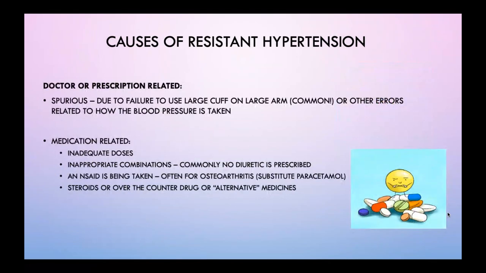And then there may be doctor or prescription related causes. So failure to use a large cuff on the arm, errors in measuring the blood pressure, and medication related causes: inadequate dosing, inappropriate combinations, no diuretic being prescribed, and using an NSAID. Commonly noticed for patients with osteoarthritis, you may want to substitute with paracetamol. And look out for steroids and other over-the-counter or alternative or herbal medications that may be impacting on the blood pressure.